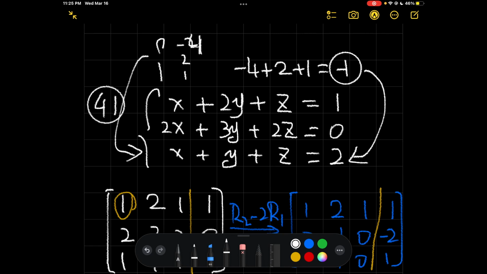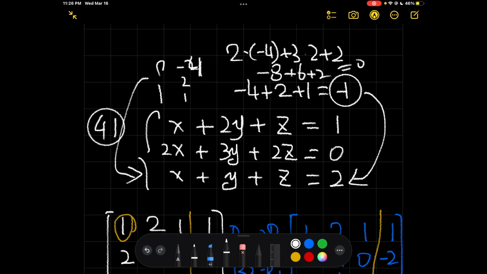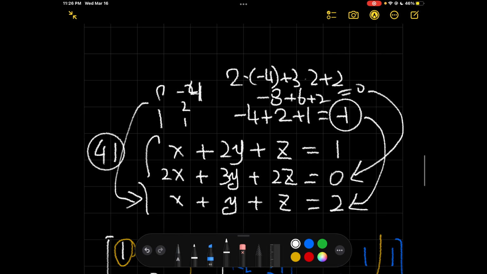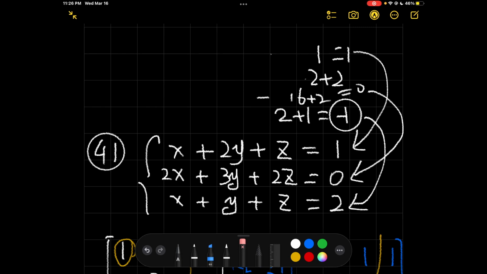It does conflict with row 3. Let's see if row 2 and row 1 are consistent. So 2 times -4 plus 3 times y is 2, plus 2 times 1, which is -8 plus 6 plus 2, which is 0. It is consistent with the second row. Let's take the first row: -4 plus 2 times 2 plus 1. So we have 1, which is consistent with row 1. So what's wrong here? Let's see if we can find what's going on. It conflicts with our answer.